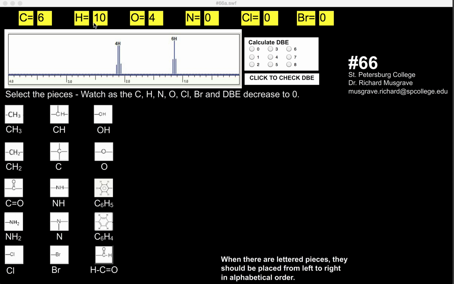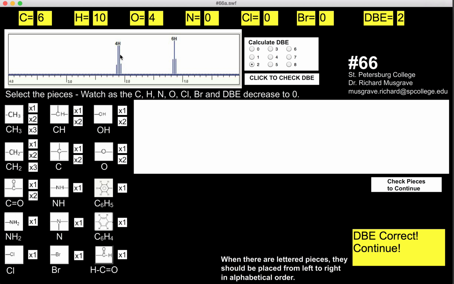This one is C6H10O4. It has two double bond equivalents. We have a 4H here and a 6H. Now we can be pretty sure that the 4H is going to be two CH2s. Further, we can see that they're under the same peak, so we know that these two CH2 groups are going to be related by symmetry.